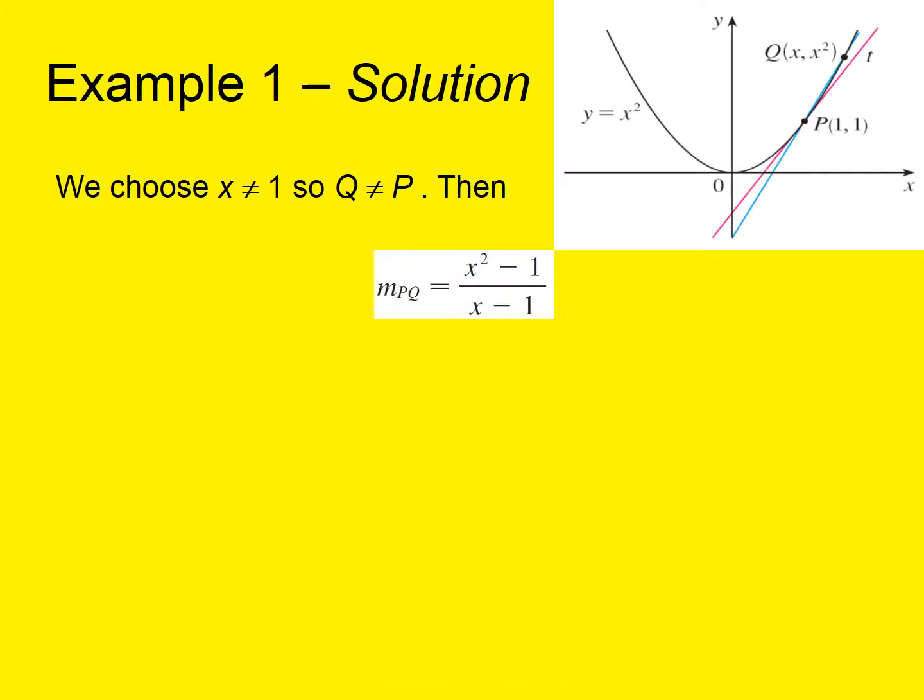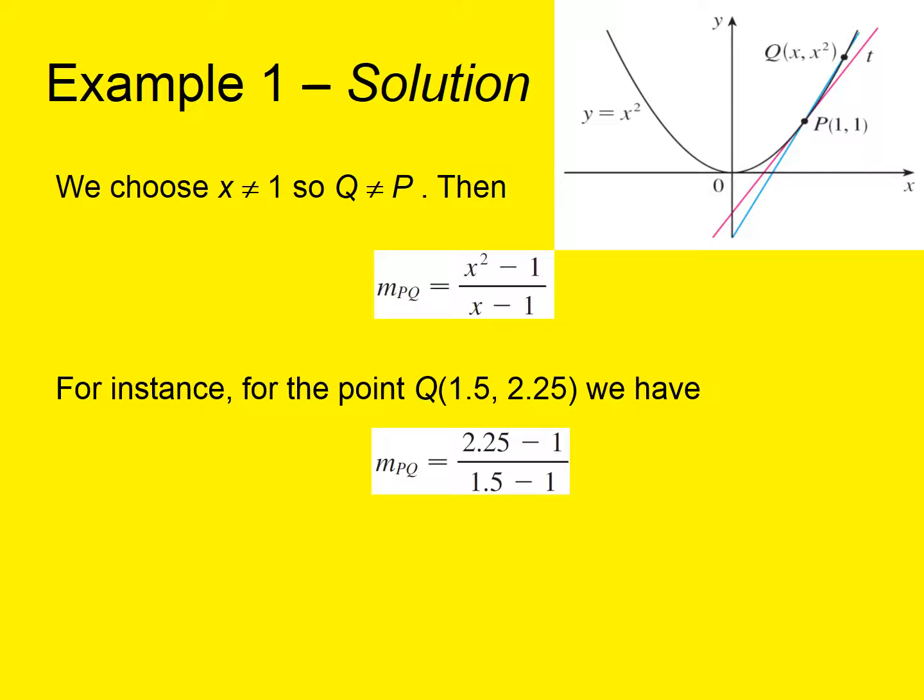Let's let x be 1.5. The square of that is 2.25, and so the slope of the blue line, y2 minus y1 over x2 minus x1, is going to be 2.25 minus 1 all over 1.5 minus 1, which is 1.25 over 0.5, which is going to be 2.5. So the slope of that blue line is 2.5. Of course, that's not the pink line.